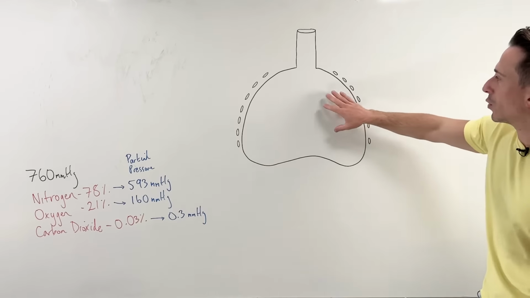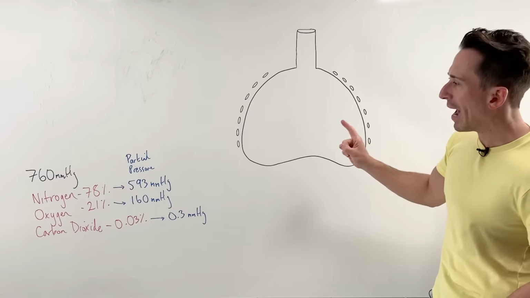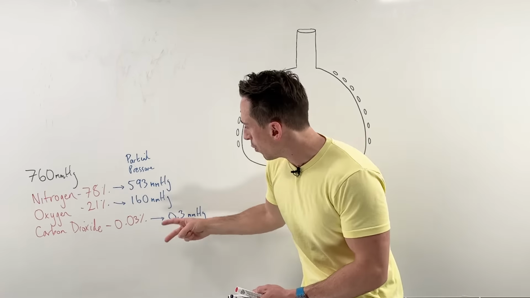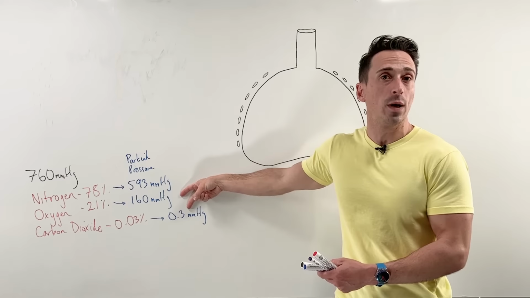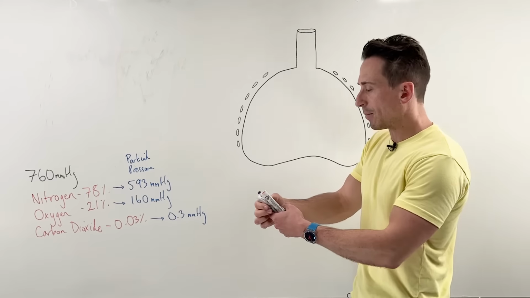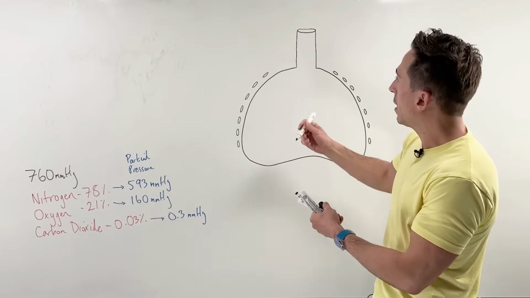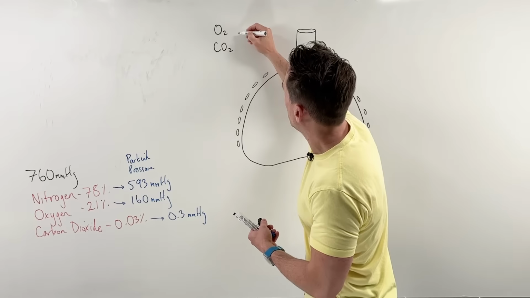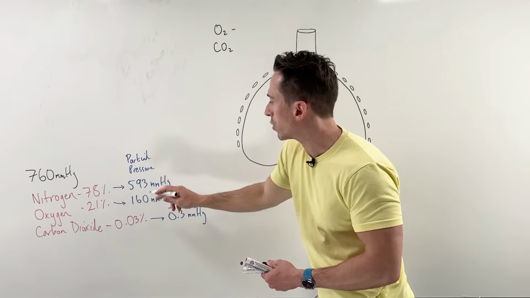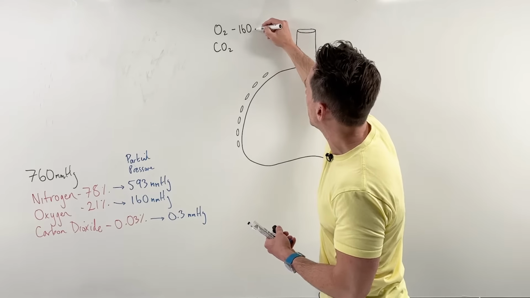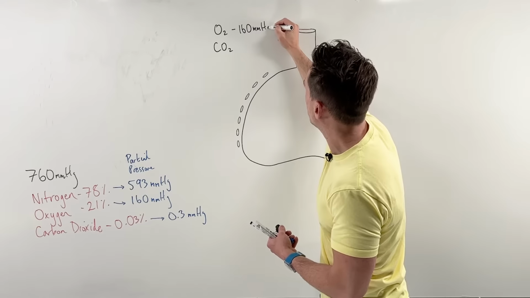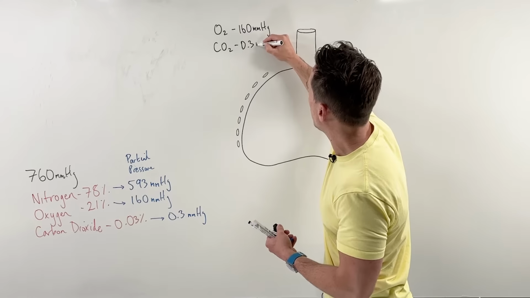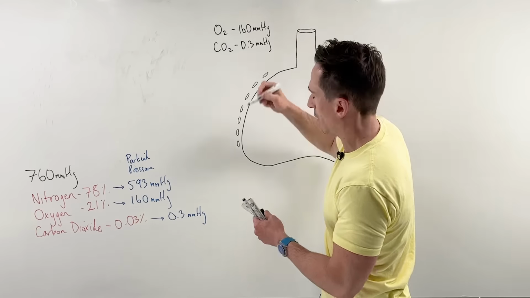Next I want to have a look at the lungs itself and how we take these individual gases and bring them in. Firstly, I want to take these two because they're the major gases we are dealing with, oxygen and carbon dioxide. So let's draw them up here. We'll have oxygen here and we'll have carbon dioxide here. And we know that the partial pressure of oxygen in the atmosphere at sea level is 160 millimeters of mercury, and carbon dioxide is around about 0.3 millimeters of mercury.